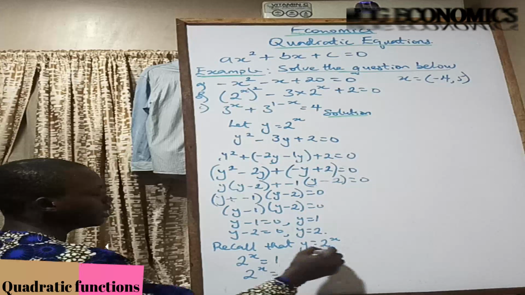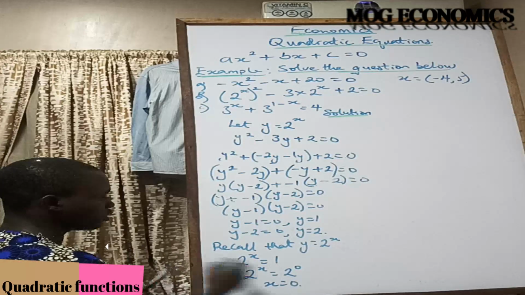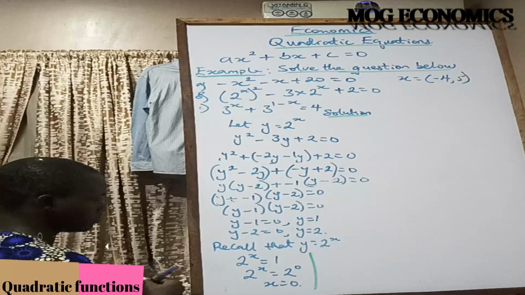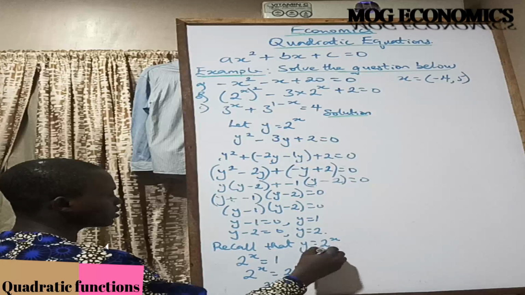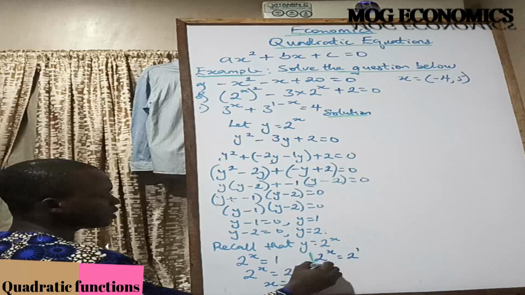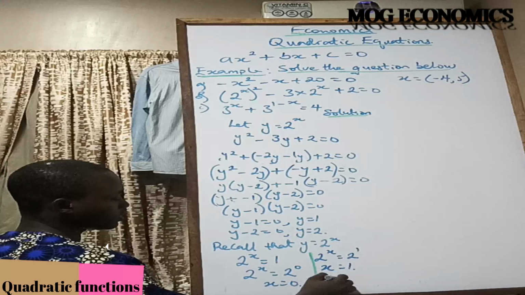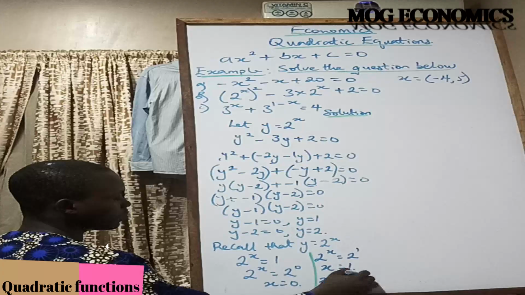That's the first part. Then for the second part, 2 raised by x equals 2. So this is automatically 2 raised by 1. So from here, x equals 1. So the values for x are 0, comma 1.